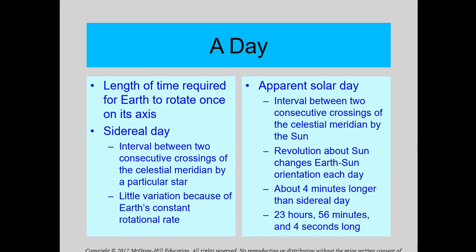What we call one single day is the amount of time that it takes for the Earth to rotate once on its axis. But again, there are different ways that we can measure a day. The sidereal day is the interval of time from when you can draw a line between a fixed point on Earth and some star out in space. One sidereal day would be when you've gone all the way around and gotten back to that point.